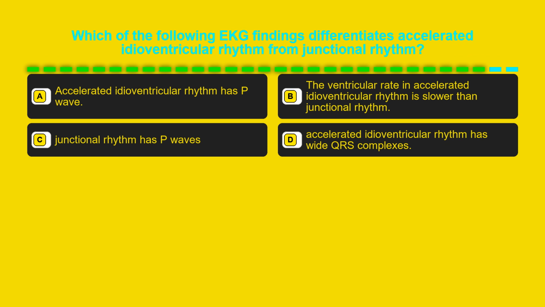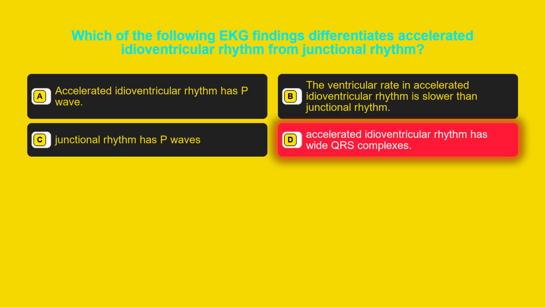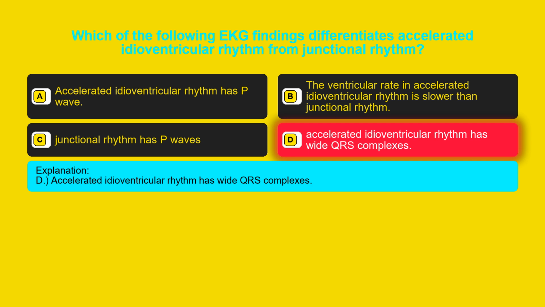Question 42. Which of the following EKG findings differentiates accelerated idioventricular rhythm from junctional rhythm? Option A. Accelerated idioventricular rhythm has P waves. Option B. The ventricular rate in accelerated idioventricular rhythm is slower than junctional rhythm. Option C. Junctional rhythm has P waves. Option D. Accelerated idioventricular rhythm has wide QRS complexes. The correct answer is option D. Accelerated idioventricular rhythm has wide QRS complexes. D. Accelerated idioventricular rhythm has wide QRS complexes.